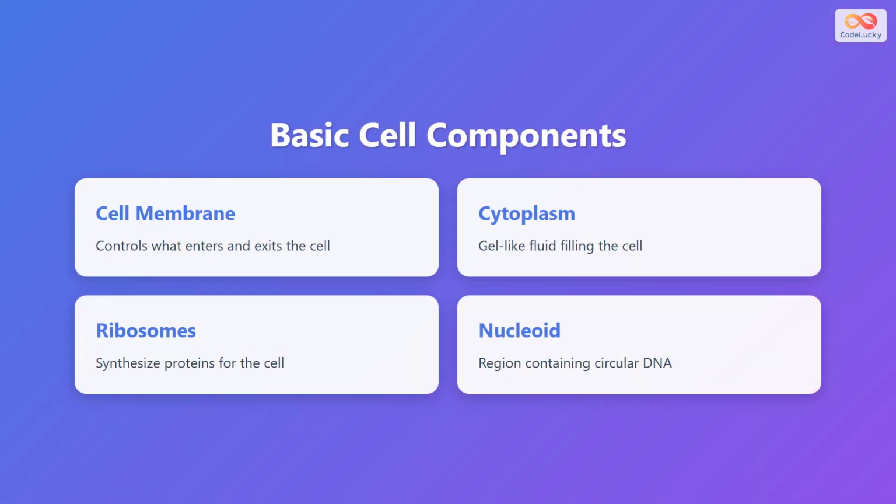Every prokaryotic cell contains four essential components. The cell membrane controls what enters and exits the cell, acting like a gatekeeper. The cytoplasm is a gel-like fluid that fills the cell and provides a medium for cellular processes. Ribosomes are molecular machines that synthesize proteins, which are crucial for cell function. Finally, the nucleoid is the region containing the cell's circular DNA, which carries all genetic information.